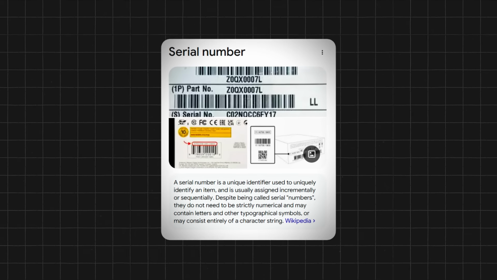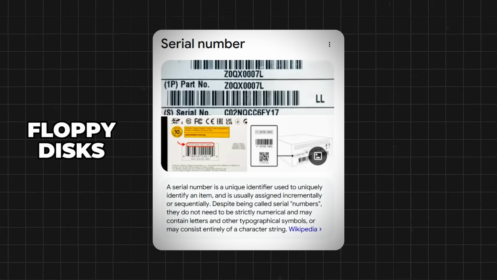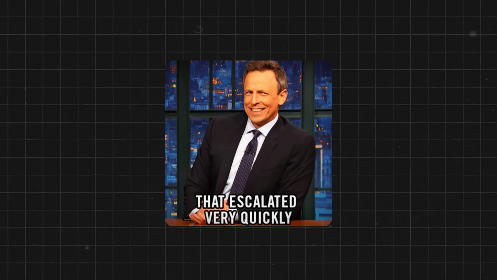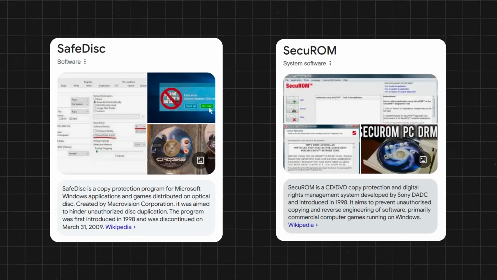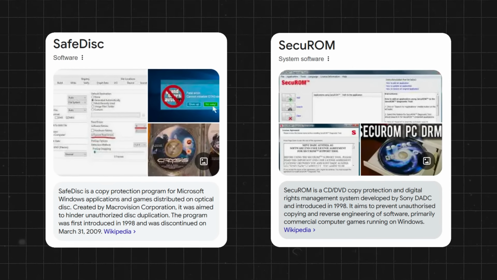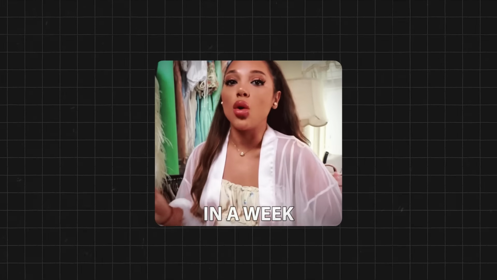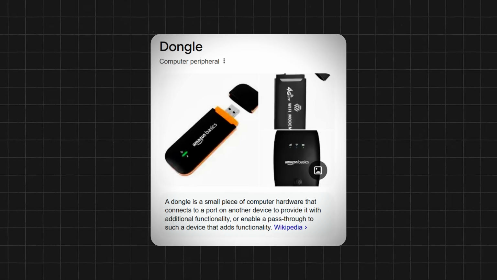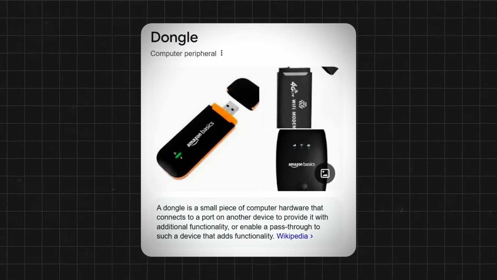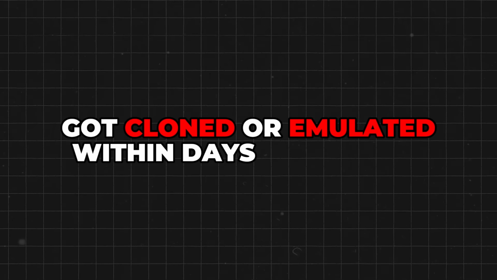And that's exactly how it was in the 80s, with floppy disks and code wheels. But the situation escalated when the 90s came. SafeDisk and Secure ROM claimed to make games and software completely piracy-proof, but they only lasted around a week before being cracked. Even dongles, physical USB keys required to run software, got cloned or emulated within days of release.